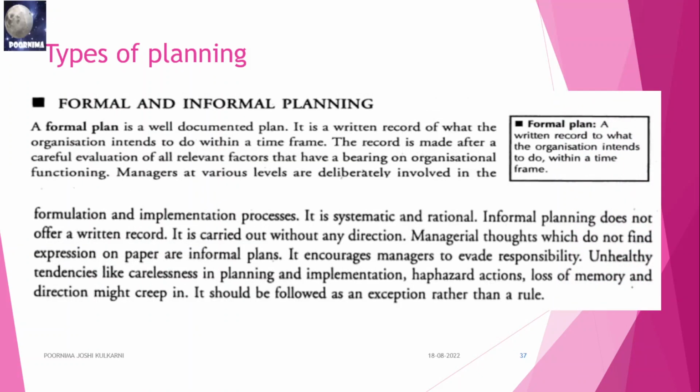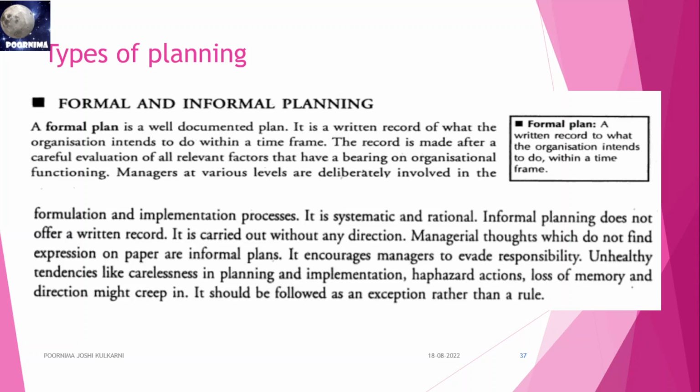Formal and informal planning. A formal plan is a written record of what the organization intends to do within a time frame. Informal means it is not written. A formal plan is a well documented plan. The record is made after a careful evaluation of all relevant factors appearing in organizational functioning. Managers at the various levels are deliberately involved in the formulation and implementation process.